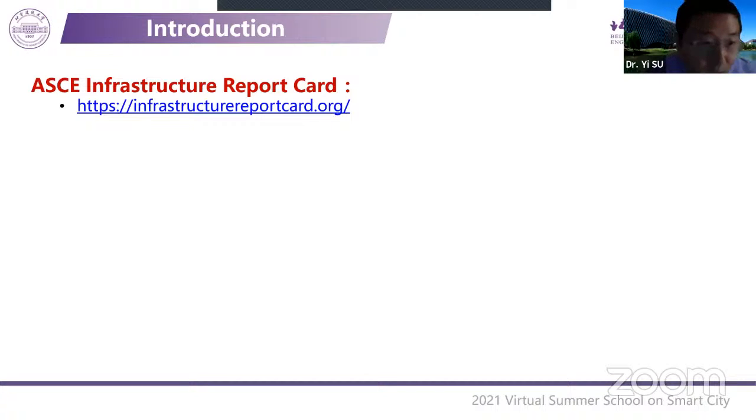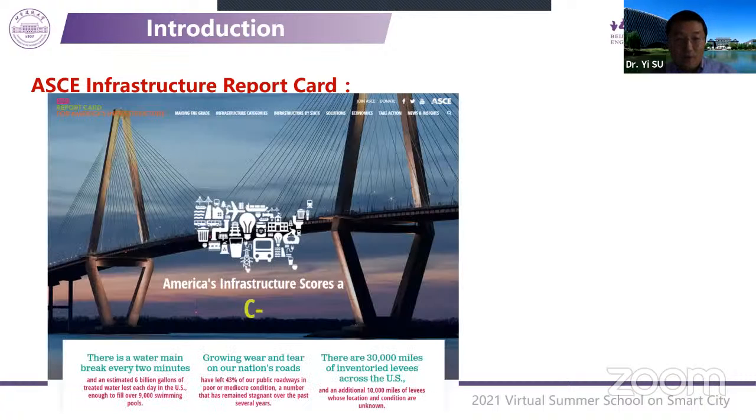So from the ASCE, American Society of Civil Engineers Infrastructure Report Card, it's like a GPA card for students in the university. That card for American infrastructure is C-. You can see there is a water main break every 2 minutes, growing wear and tear on our nation's roads, and there are 30,000 miles of inventory levees across the US. So it's pretty bad.